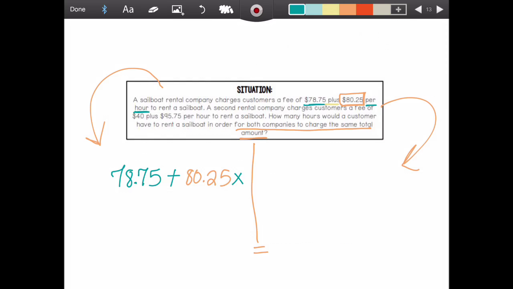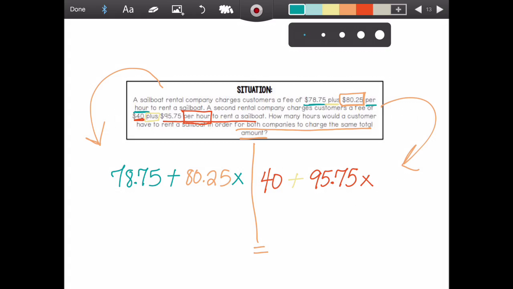Sailboat company number 2 says that they charge their customers a $40 fee to rent the boat, plus $95.75 per hour to rent the sailboat. So they're going to be charged $95.75 for however many hours, which is X, because we don't know how many hours they're renting. We just know that they're going to be charged $95.75 per hour.